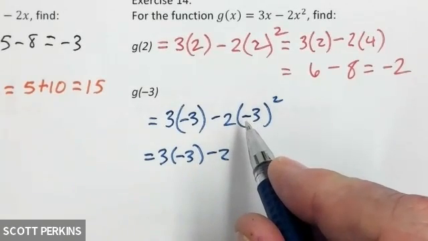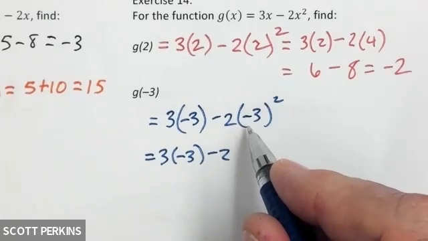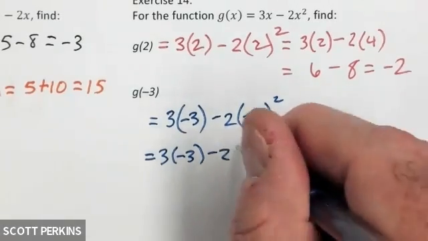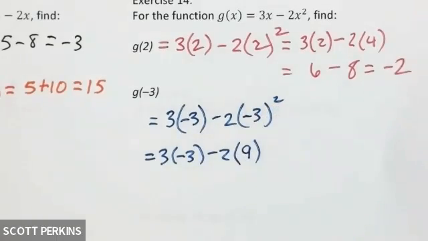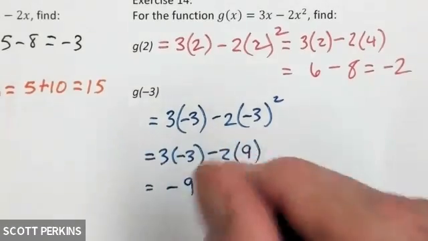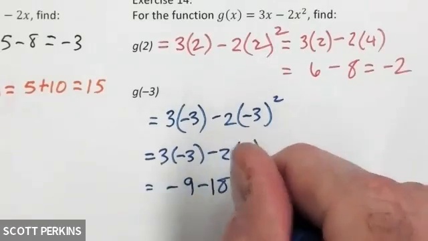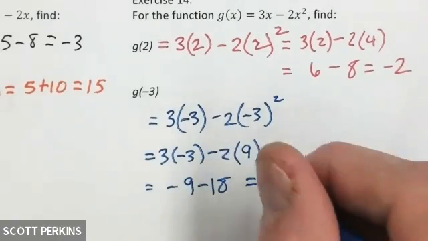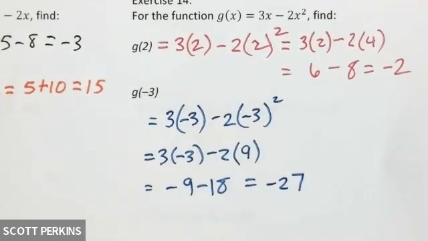So this is sometimes a missed part of this problem. Negative 3 times negative 3 is a positive 9 now. So 3 times negative 3 is negative 9. Negative 2 times 9 is negative 18. And negative 9 minus 18 is negative 27.